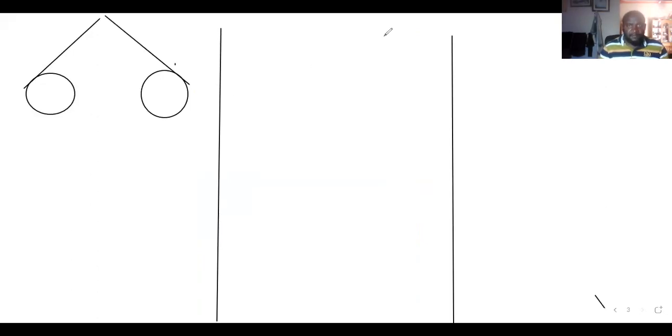Then if you have an imaginary line coming through them, this imaginary line will be predicting a locus of points, whereby this is the point. This is where P is.